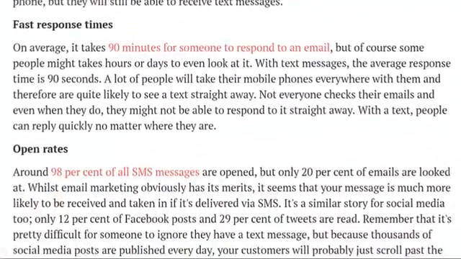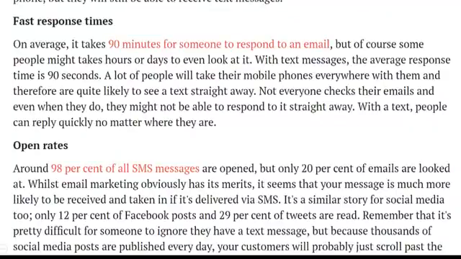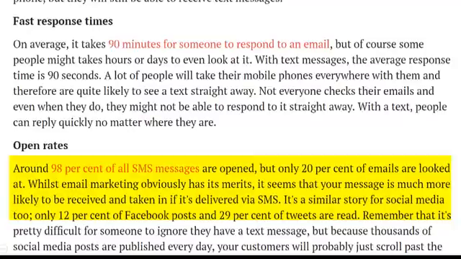Look at this open rate. This is very key. 98% of all SMS messages are opened. So the potential of your prospect, your opt-in, your subscribers seeing your message via SMS text message is substantially higher. The likelihood of them seeing it is substantially higher than you just building an email list.